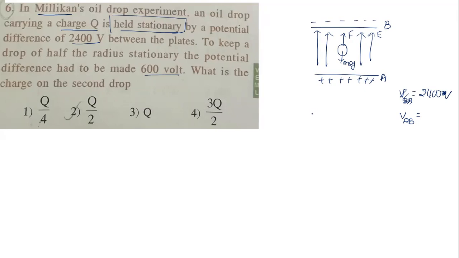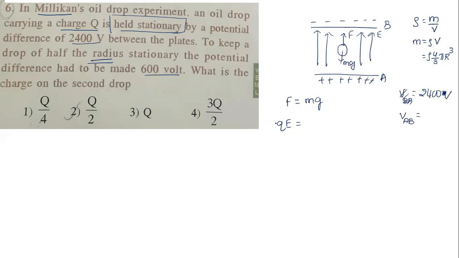In this case, let us write the formula. The force acting upward must be equal to m times g. Since the mass is not given, and they are given in terms of radius, I'll convert the mass into radius. We know density equals mass by volume, so mass equals density into volume, where volume is 4 by 3 pi r cube. Now force becomes Q times V.